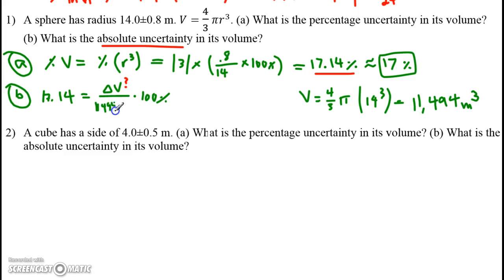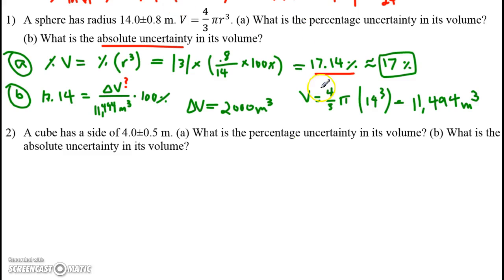11,494 meters cubed. Right, like so. And then you solve for delta V. Delta V has units. You have to remember to round it to 1 sig fig. And you get, when rounding to 1 sig fig, 2,000 meters cubed.